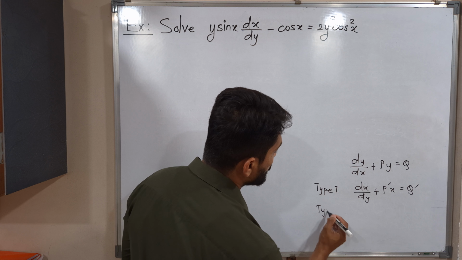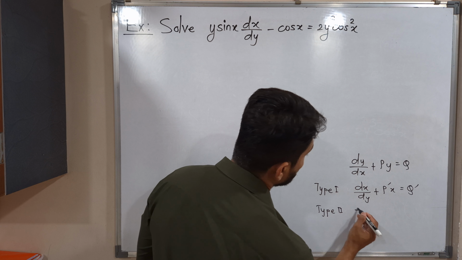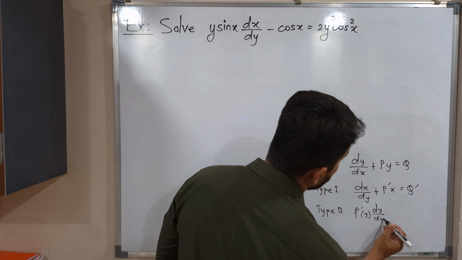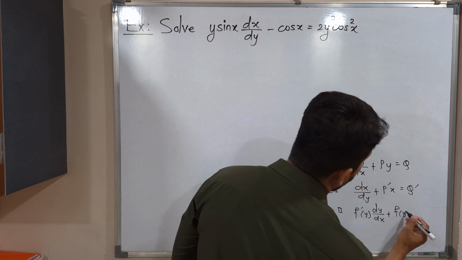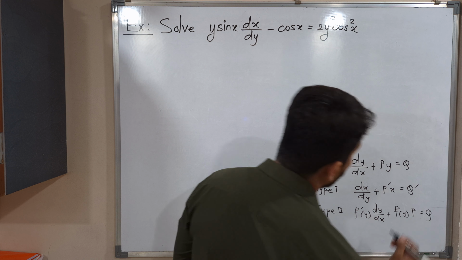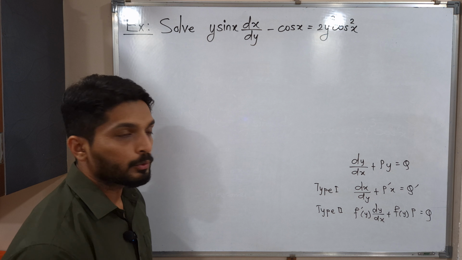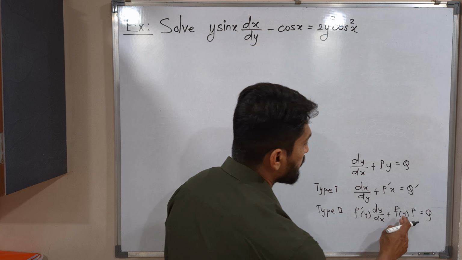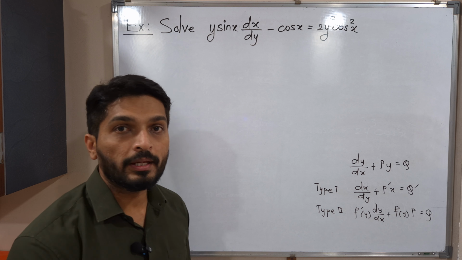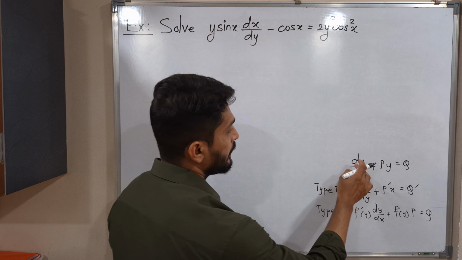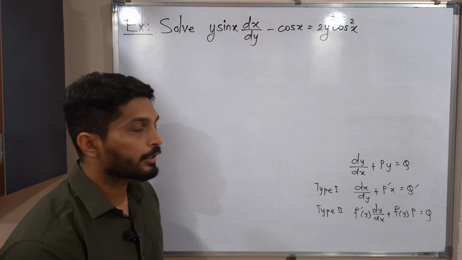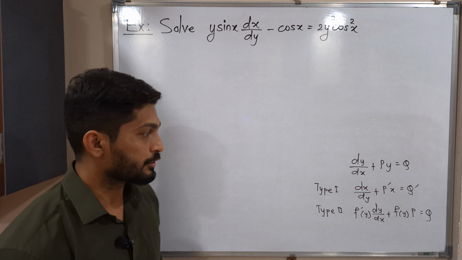Type 2 also we have seen, type 2, which is f'(y) dy by dx plus f(y) P is equal to Q, right? So this is type 2 reducible to linear. That means using one substitution, f(y) is equal to u, we can convert this differential equation into the first format, right? So that is called type 2 reducible to linear differential equation.